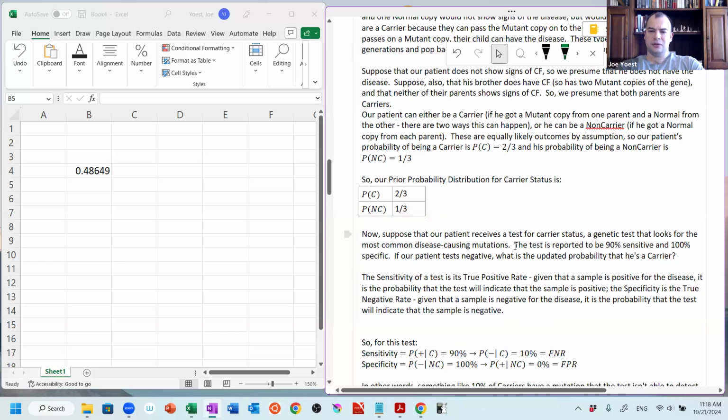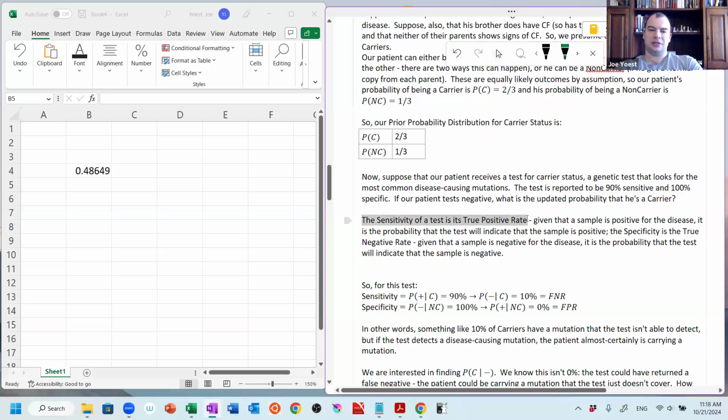We need to take a quick diversion into this idea. We have a medical test that is reported, and this is often the way these test statistics are reported, to be 90% sensitive and 100% specific. Now, it kind of irks me to say 100% specific. No test is 100% accurate in either direction, but we're going to say 100%, number one, because it's pretty darn close to being true, and number two, because it makes our calculations a whole lot easier. So what is this idea of sensitivity and specificity?